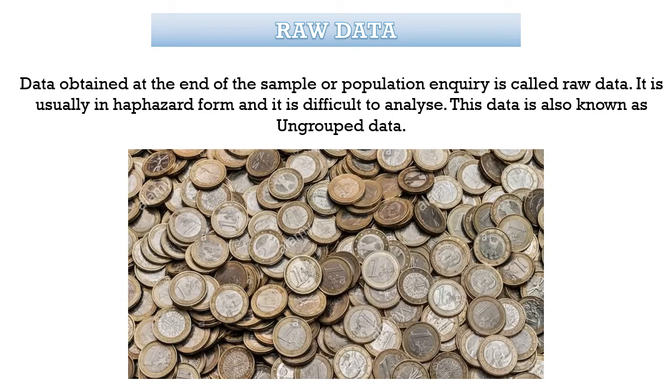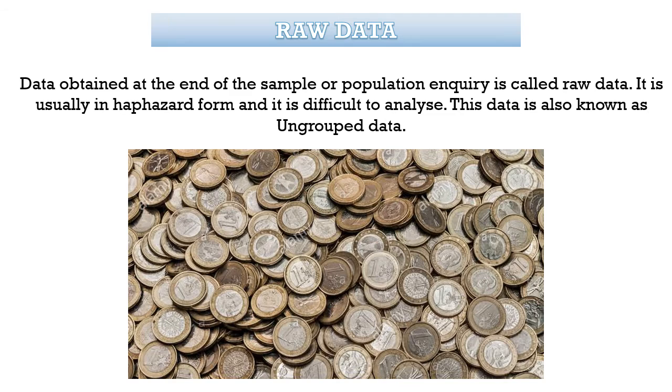Look at this picture here. This is just a heap of coins, so there are all types of coins in this heap. There could be coins of 10 rupees, 1 rupee, 5 rupee, 2 rupee, 50 paise. There could be any type of a coin in this heap of coins.